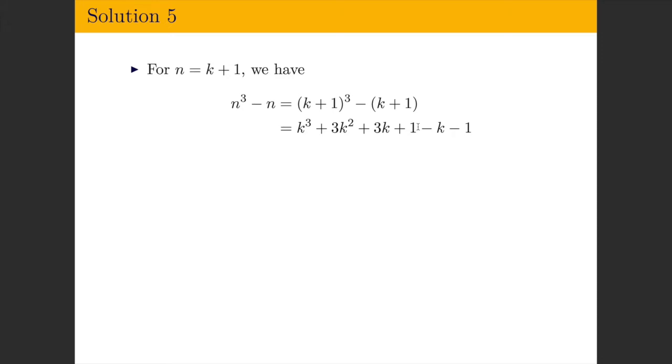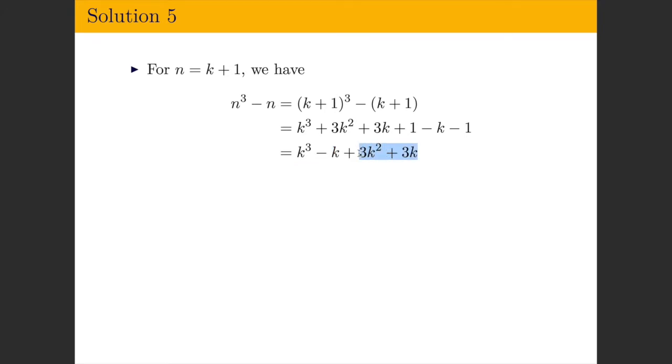Now, the plus 1 and the minus 1 will cancel with each other. And now you'll notice that, again, what I said before, we've got the k cubed minus k here. Again, that's going to look like our k case. So that's what I've rewritten in the next step. I've got my k cubed minus k. And I've got my 3k squared plus 3k here.